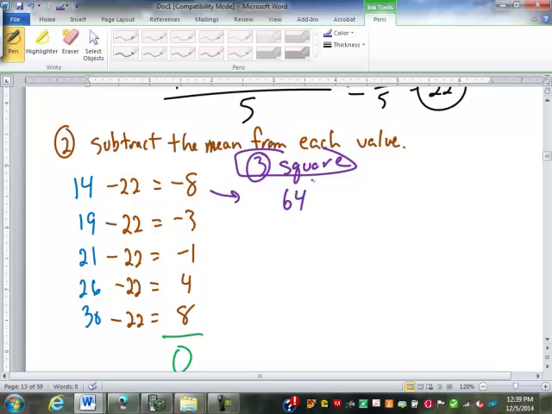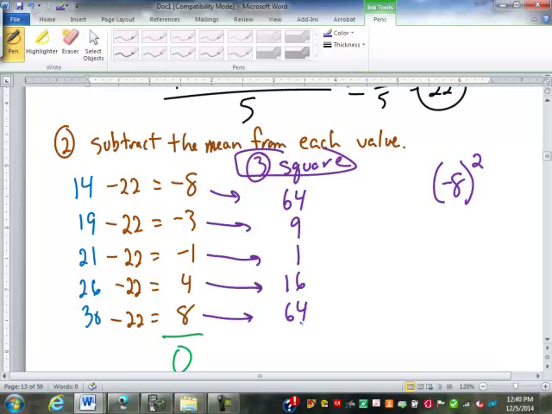Now here's a word of warning. When you punch this into your calculator, many of your calculators will try to tell you that's negative 64. What you have to do in your calculator is put the negative 8 inside parentheses and then do the power of 2. Otherwise, what it does is it squares the 8 and puts the negative back in front of it. Any number squared should be positive. So when you square a number, the result better be positive every time. Negative 3 squared is positive 9. Negative 1 squared is 1. 4 squared is 16, and 8 squared is 64.